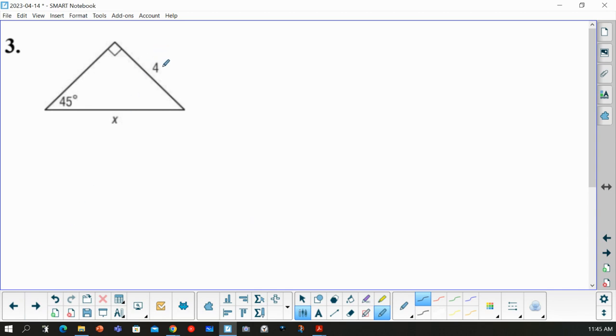Number 3, the leg is 4. I'm trying to find the hypotenuse. The hypotenuse equals the leg times the square root of 2. So again, there's your answer, 4 root 2.